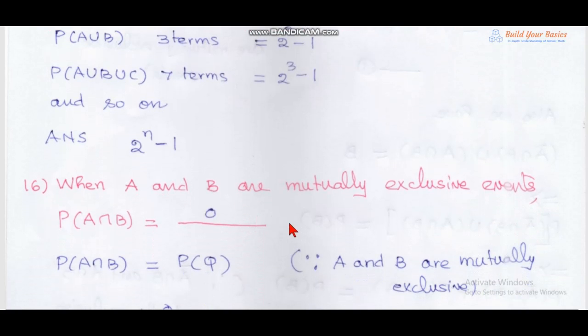Question number 16. When A and B are mutually exclusive events, probability of A intersection B is 0, because probability of A intersection B equal to probability of phi. A and B being mutually exclusive events, their intersection is empty. So probability of A intersection B equal to probability of phi. Probability of phi is probability of the impossible event, which is 0.